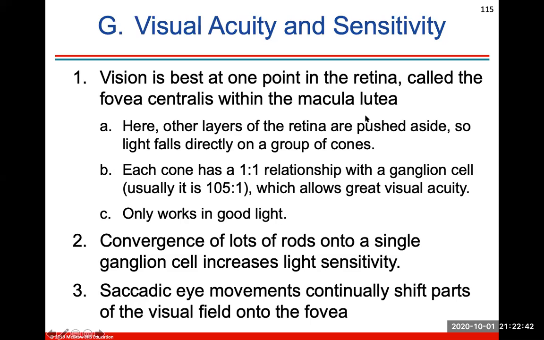Visual acuity and sensitivity. Vision is best at one point in the retina called the Fovea Centralis, and you should know that. Each cone has a 1-to-1 relationship with a ganglion cell, meaning each cone is directly attached to a ganglion cell, which allows for greater acuity. It only works in good light. Convergence of lots of rods onto a single ganglion cell increases light sensitivity.